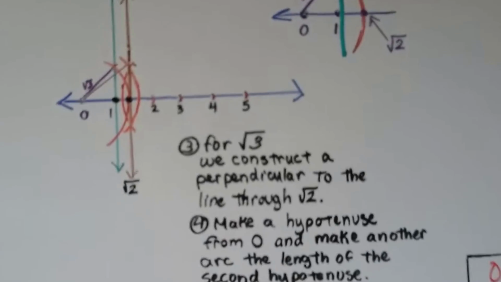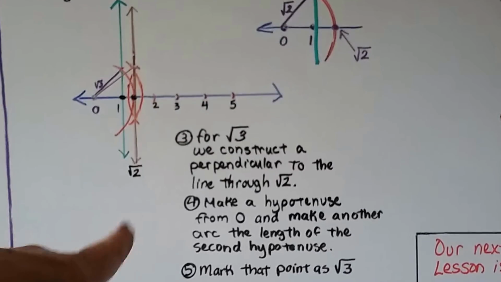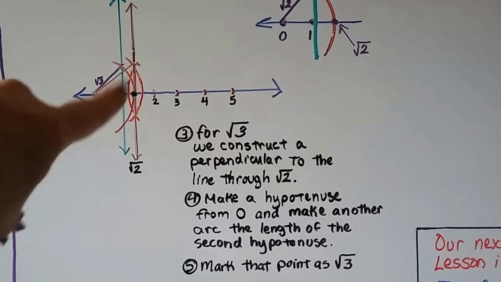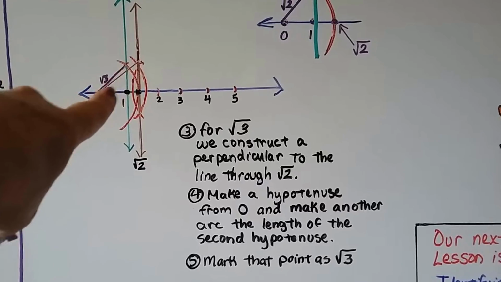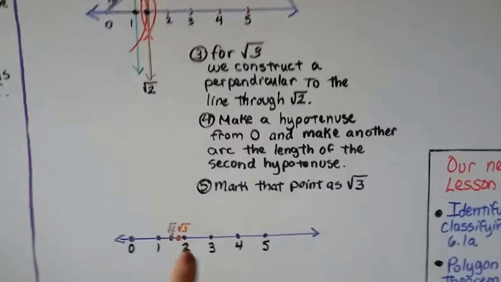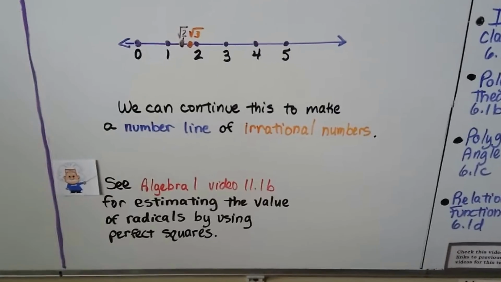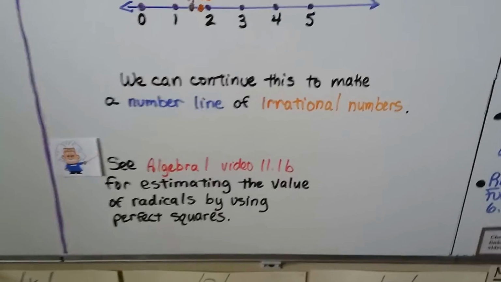Then for square root of 3, we made another perpendicular line. Through square root of 2, we made a hypotenuse, which is this second little brown one that's lower, and we measured it, made a swoop, and that's how we found square root of 3. And we can continue this on to make an entire number line of irrational numbers.